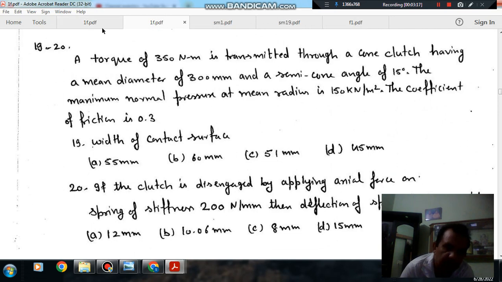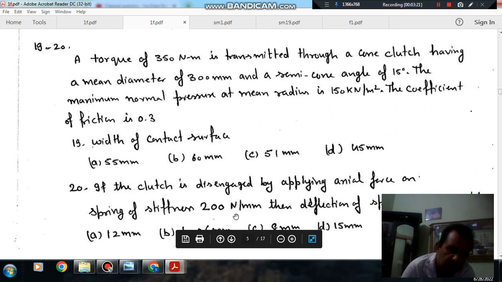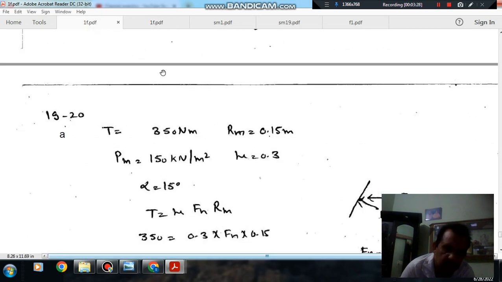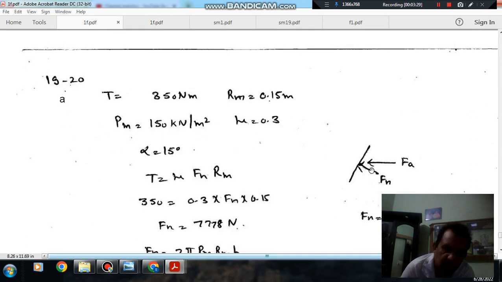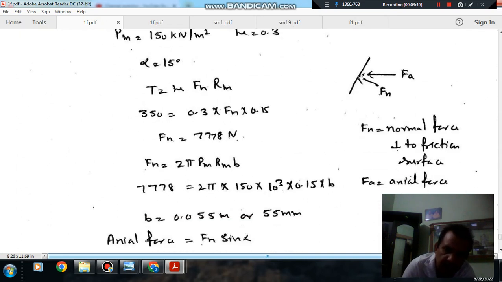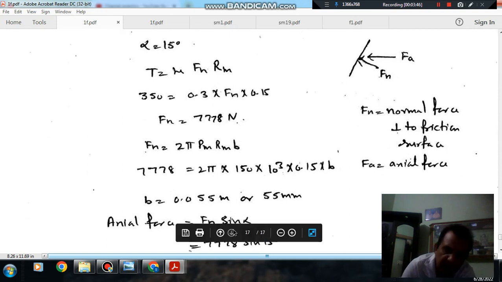Now we have to calculate the deflection of the spring if the stiffness of the spring is 200 Newton per mm and axial force is applied to disengage the clutch. So we have to calculate the amount of axial force which will remove this normal force from the clutch. As this force is acting in this direction, its component in the axial direction will be Fn sin alpha.